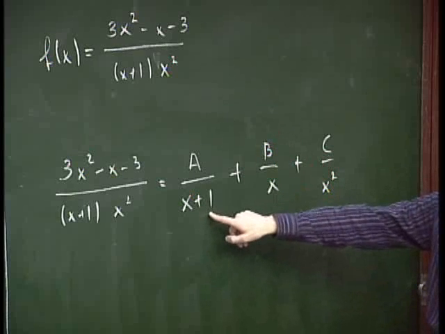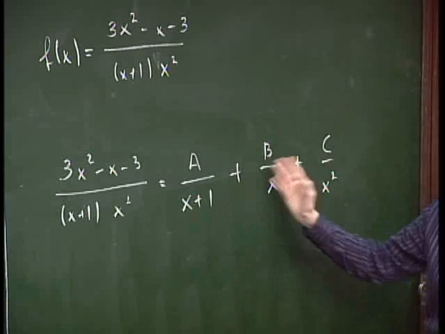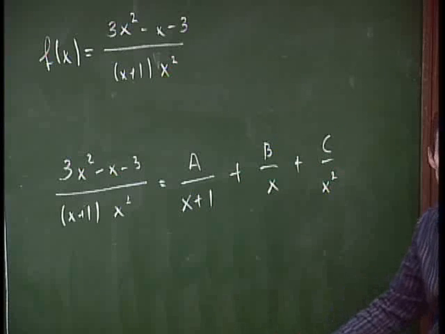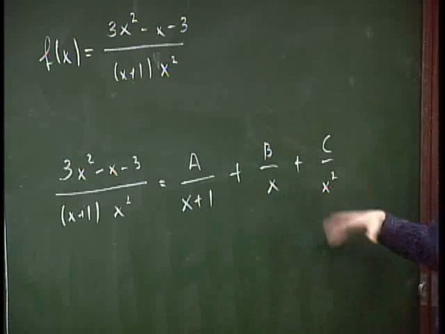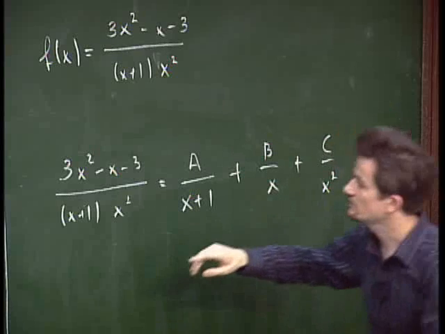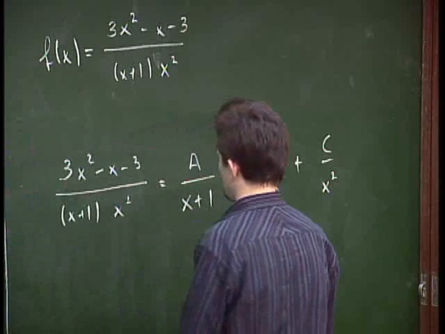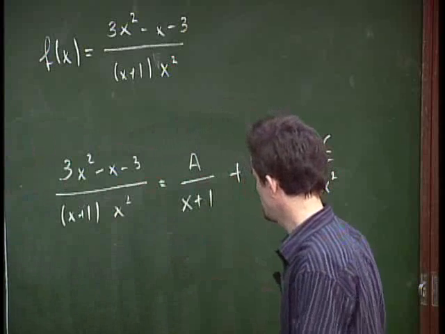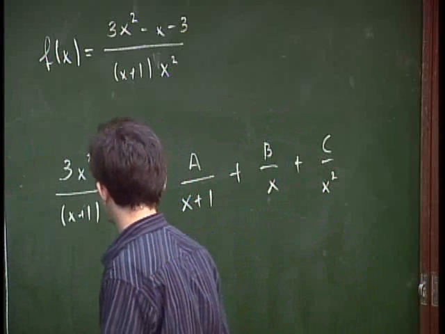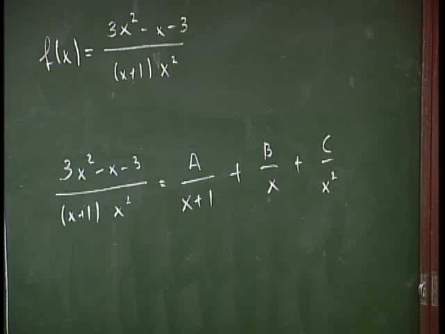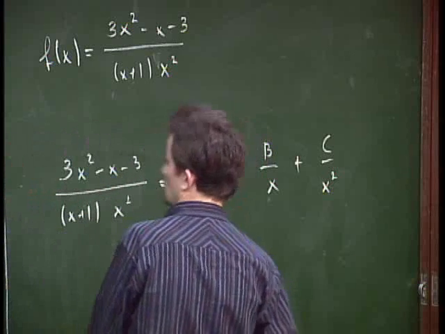If you look at this one, we can use the method from before. We multiply everything with x plus 1 and choose x is equal to minus 1. Then this guy and this guy disappear. So a is easy to compute. For a you just have to plug in minus 1 here. So you have 3 plus 1 minus 3, that is 1, over 1. So 1.